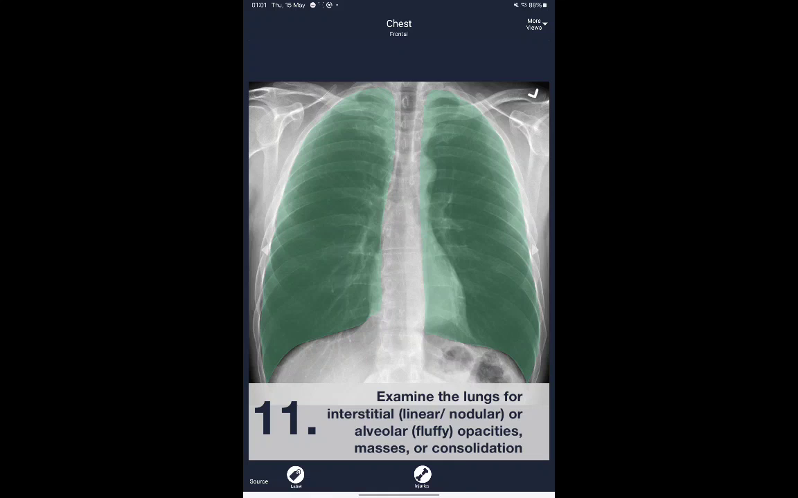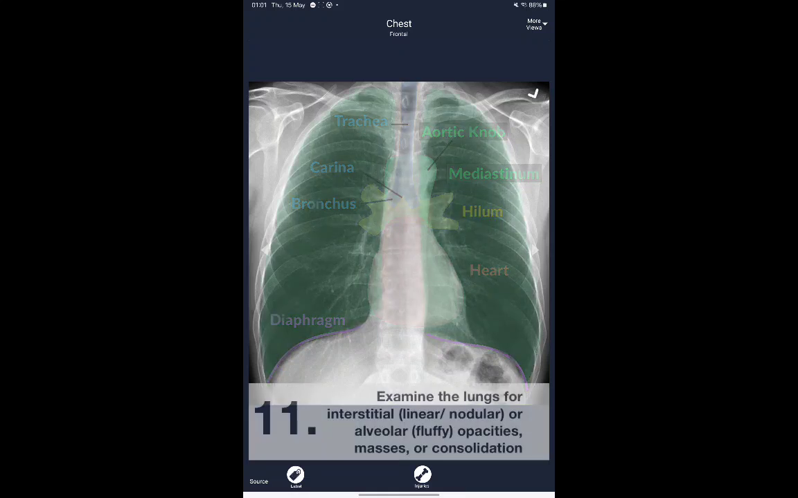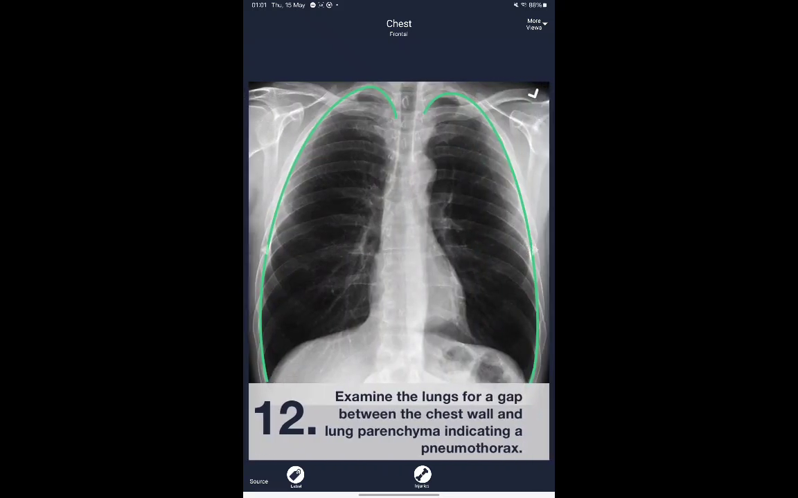Then examine the lung for interstitial, linear, nodular or alveolar fluffy opacities, masses or consolidation. Okay, this is the normal lung density and this is the lung field. Here we have the pleural line.